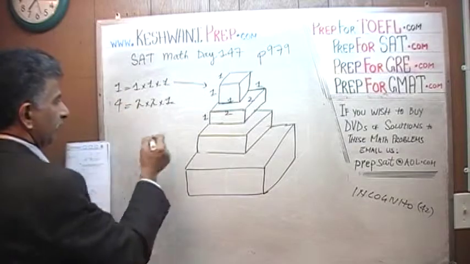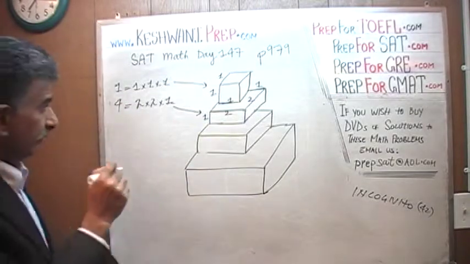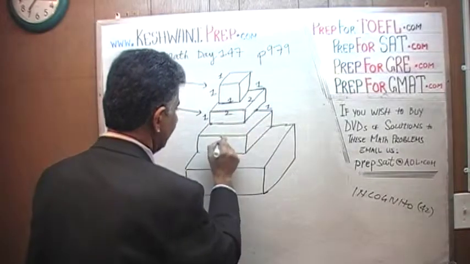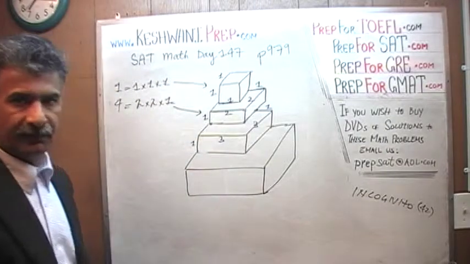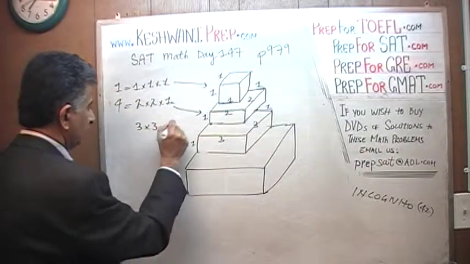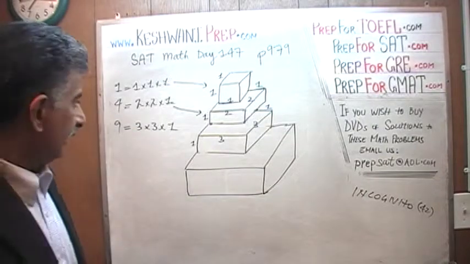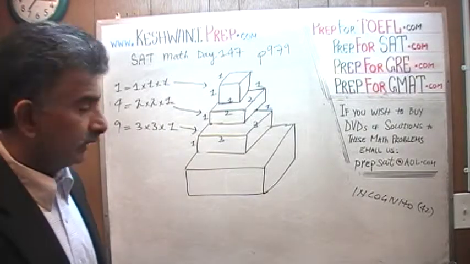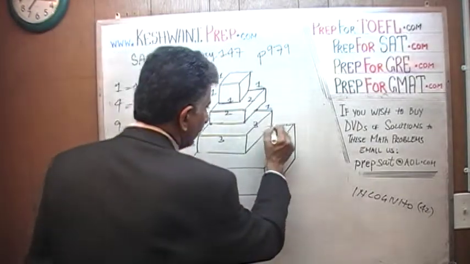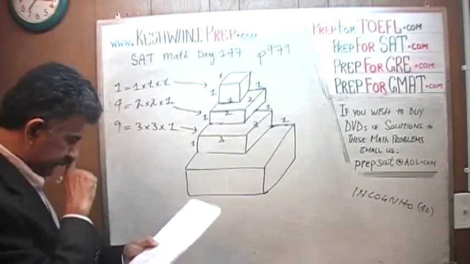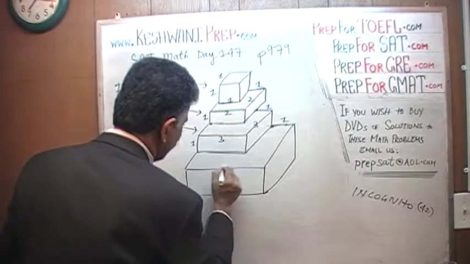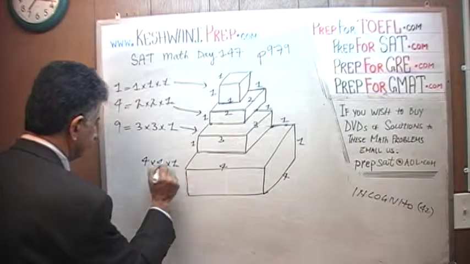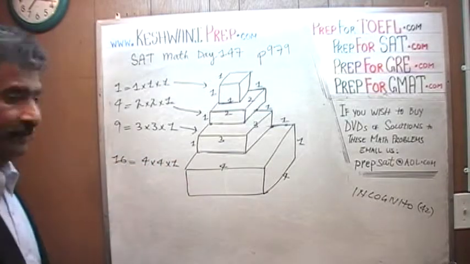2 times 2 is 4, so that's what that is. That's this guy right here. The next one again, from here to here is 1, and from here to here is 2. So this is 3 by 3 by 1. There's a pattern obviously. So the volume of this guy is 9 cubic feet. And finally here, again from here to here we are told is 1, and from here to here is 3. So this guy is 4 by 4 by 1, which is going to be 16. And that's it.